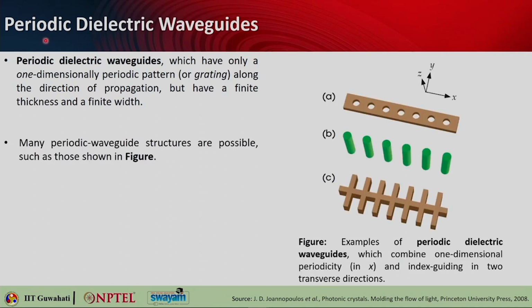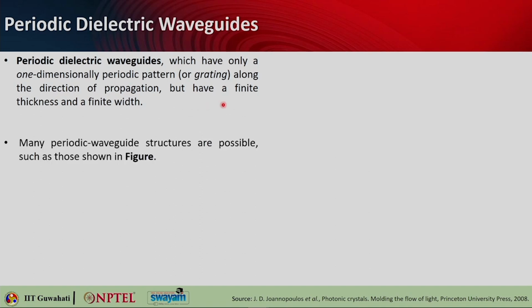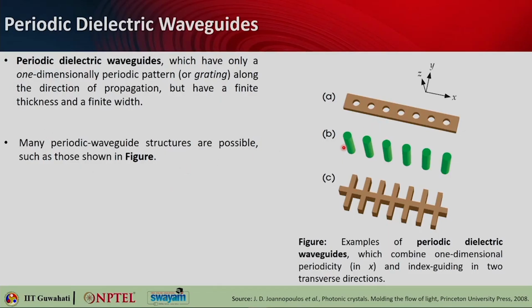Now let us move on to the next topic, which is periodic dielectric waveguides. Periodic dielectric waveguides have only a one dimensional periodic pattern, or grating kind of thing, along the propagation direction, but in this case they have finite thickness and width. That is the only difference. In the previous case we considered everything infinite in this direction; only in one direction we were bothered. So let us look into some of these examples. Many periodic waveguide structures are possible. A few are shown here.